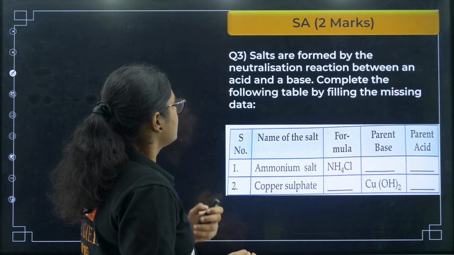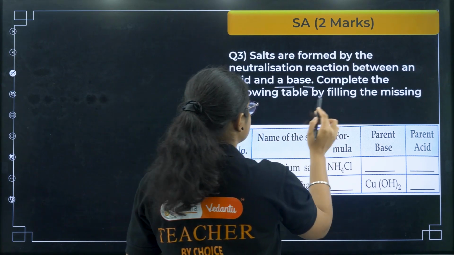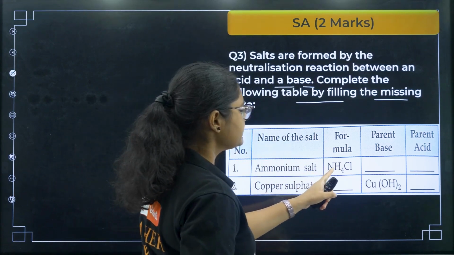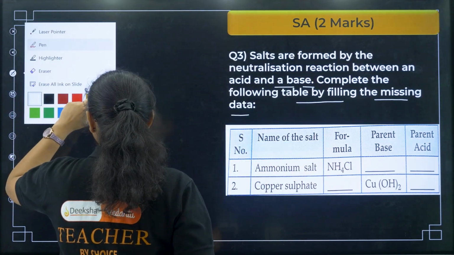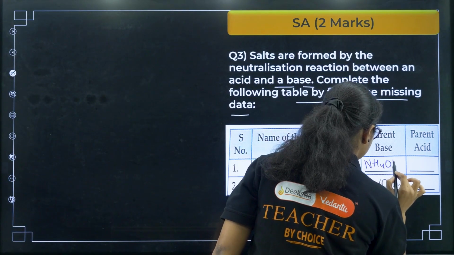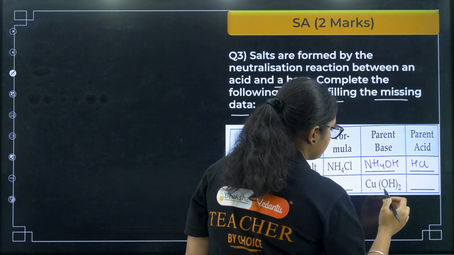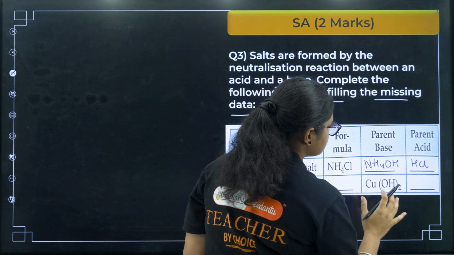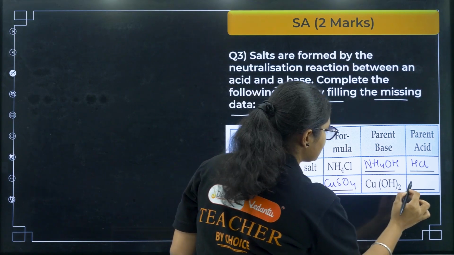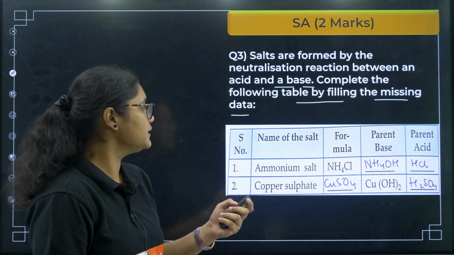Okay. Next, salts are formed by the neutralization reaction between an acid and a base. Complete the following table by filling the missing data. So you have NH4Cl, right? So the base must be NH4OH, and the acid is HCl. Next you have copper sulfate, where Cu(OH)2 is the parent base, and the salt is copper sulfate, that means the acid must be H2SO4. That's very simple.